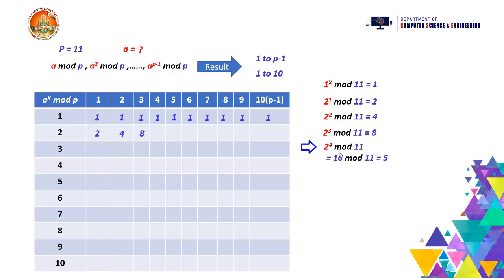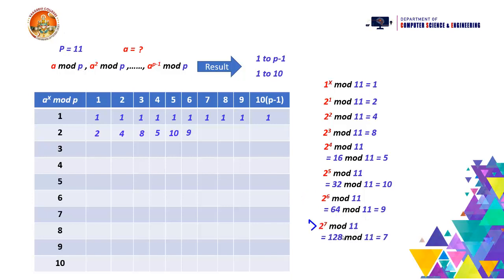Next, 2 power 4 mod 11. 2 power 4 is 16. Mod 11 is 5. Next, 2 power 5 is 32. 32 mod 11 equals 10. Next, 2 power 6 mod 11. 2 power 6 is 64. Mod 11, it will generate the result 9. Next, 2 power 7 is 128. 128 mod 11 equals 7.